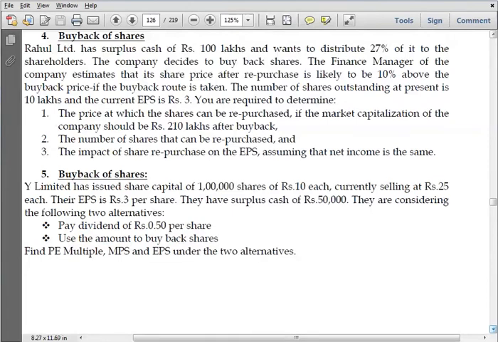Now write point number 1. The company's current EPS is rupees 3 and the number of shares are 1 lakh. Hence the current earnings are how much? Rupees 3 lakhs. Current earnings are rupees 3 lakhs.